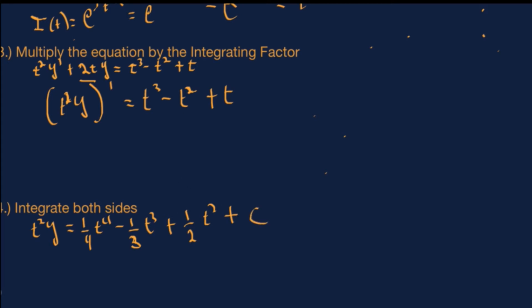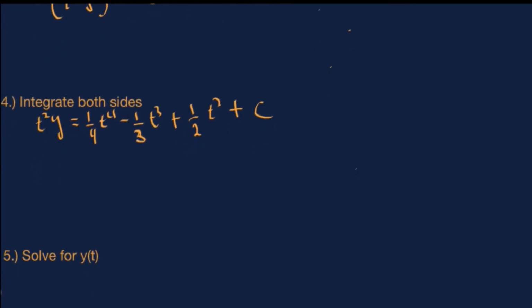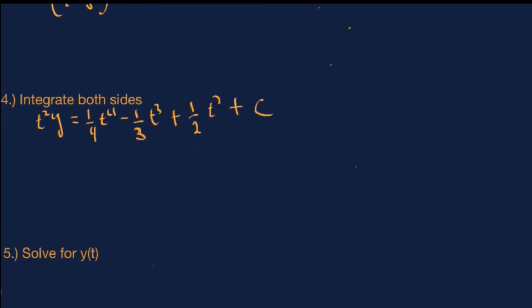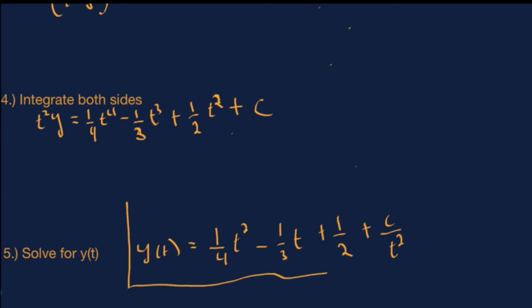And finally, let's solve for y of t. The first thing we do is divide both sides by t squared. When you do that, you get y of t is equal to 1/4 times t squared minus 1/3 times t plus 1/2 plus c over t squared. And this is our general solution for our differential equation.